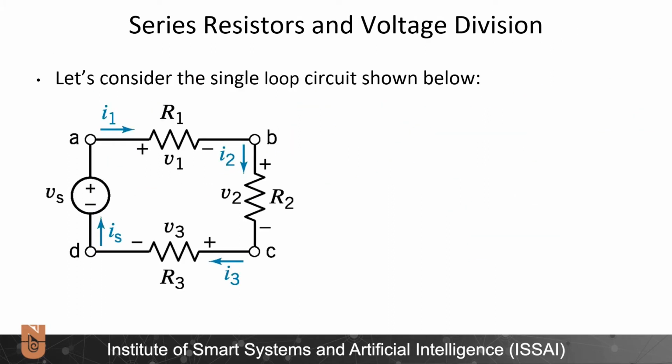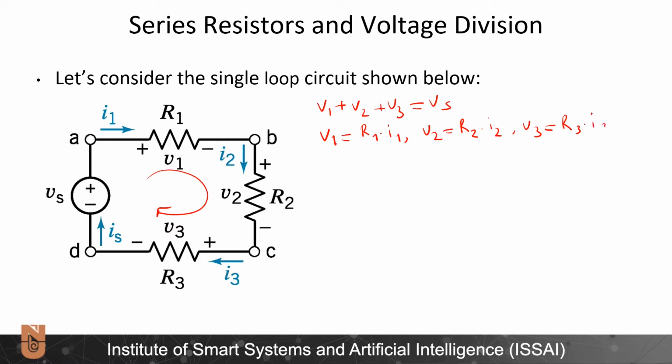For different special configurations of resistors, we can come up with some certain rules. Voltage division rule is one of those. Let's derive it together. So let's try to write Kirchhoff's voltage law for this loop. V1 plus V2 plus V3 is equal to Vs. Let us try to write V1 using Ohm's law. V1 is equal to R1 times I1. Similarly, V2 is equal to R2 times I2. And V3 is equal to R3 times I3.